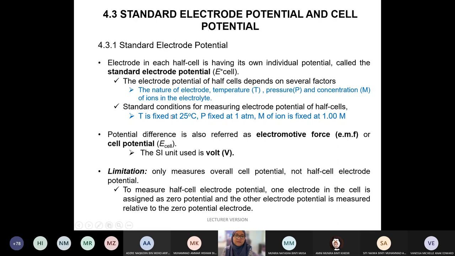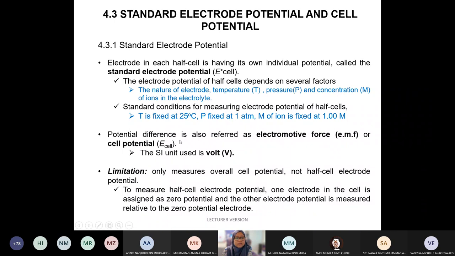So, the standard conditions for measuring the electrode potential of a half cell. In order to measure the electrode potential, we want a value, something quantitative. So the measurement needs to be fixed at a temperature of 25 degrees Celsius. This is considered standard condition. The pressure should be at 1 atm and the concentration should be at 1 molar. If all of these are kept constant, that means we consider the condition to be standard. That is in terms of electrode potential.